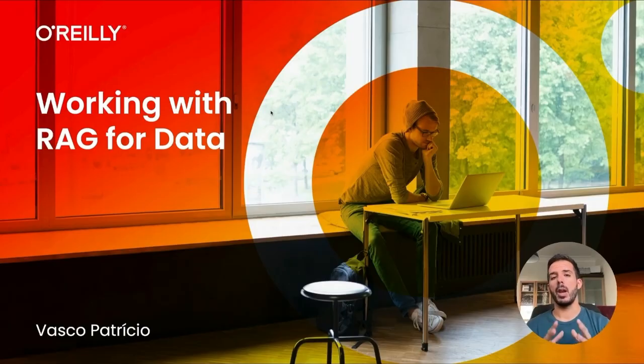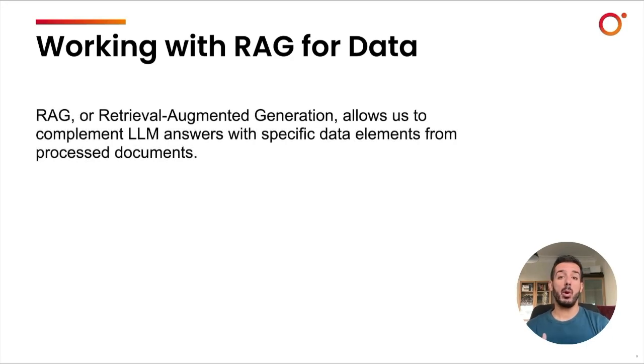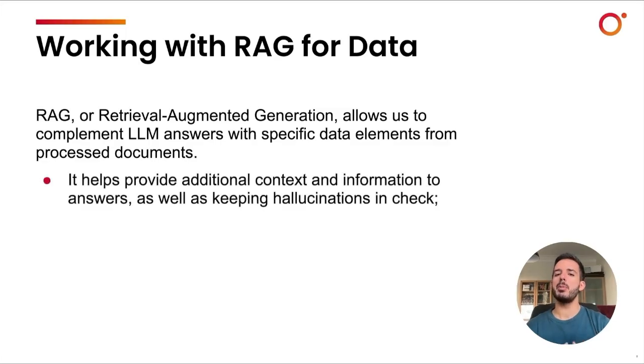Welcome to this lesson on how to work with RAG when you're using GenAI for data operations in general. RAG, or Retrieval Augmented Generation, is a type of technology that allows us to complement an answer of an LLM with specific data elements from processed documents that we have to pre-process beforehand, but then we can use them for additional context. And this improves our answers and reduces hallucinations. As mentioned, it helps provide additional context and information to an answer, as well as keep hallucinations in check because the information that we use is more granular.